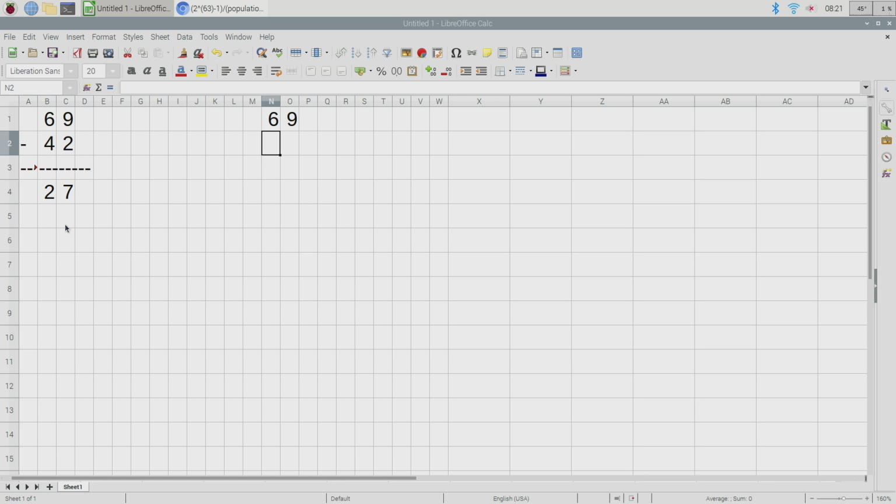What I'm going to do is take each digit, the 4 and the 2, and mirror them. What I mean by that is I'm going to pair up all of the digits. So I'm going to pair 0 with 9, 1 with 8, 2 with 7, 3 with 6, 4 with 5, and then 5 with 4, and so on. It's symmetric.